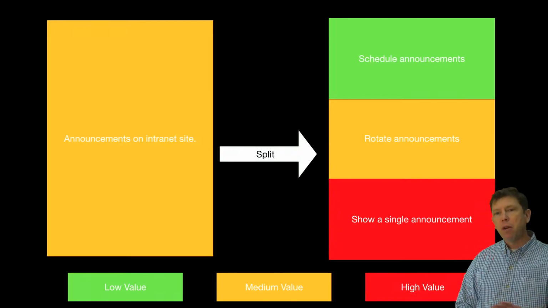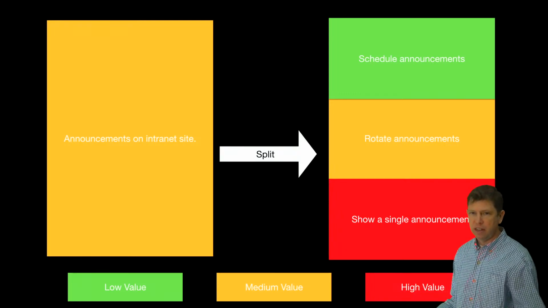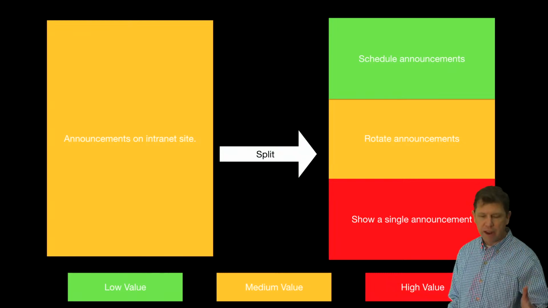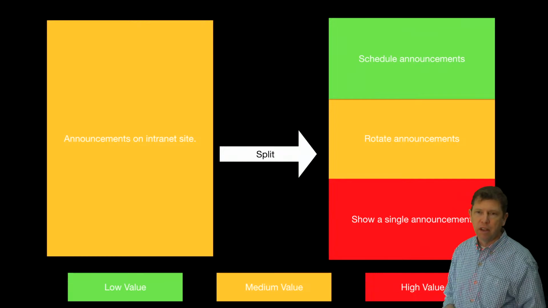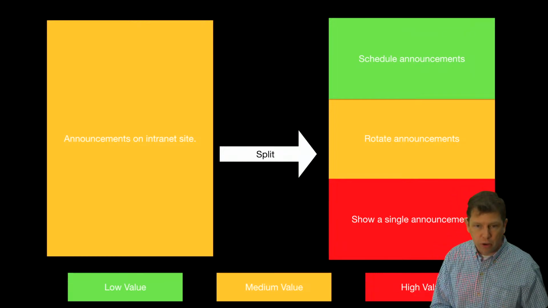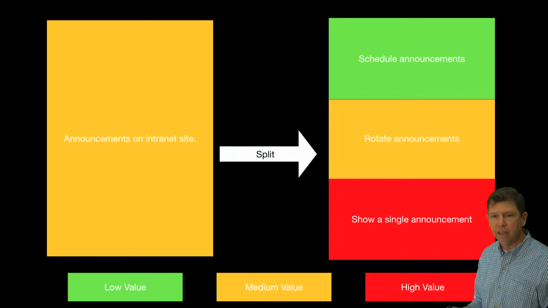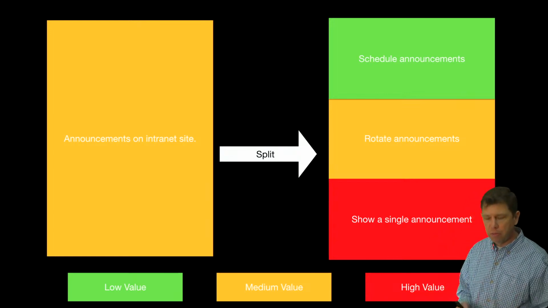And his whole department was very, very excited because they'd never gotten anything that fast. And they were able to come up with an idea of what they needed. And then by splitting it up and finding the thing that was the most valuable to them, they were able to get value really, really quickly. And so then I said, okay, so what's the next most valuable thing? Is it rotating the announcements?